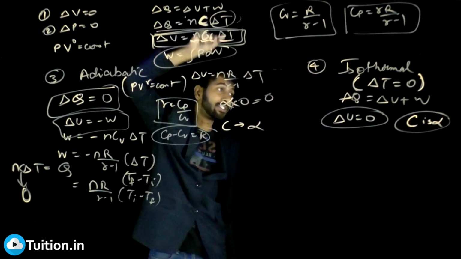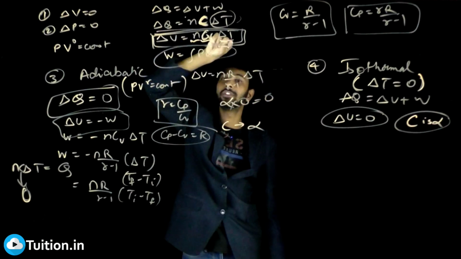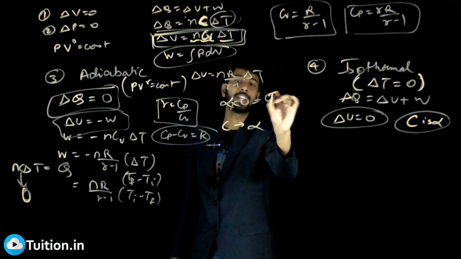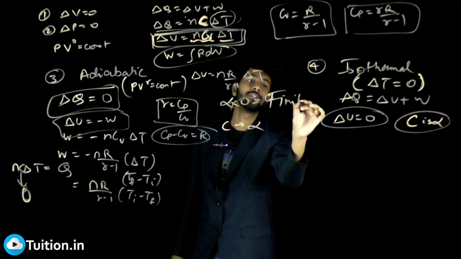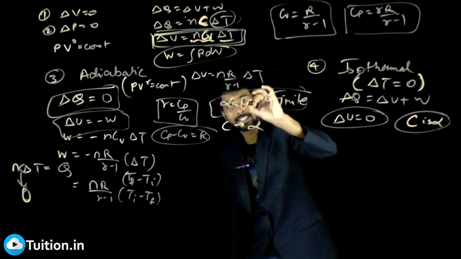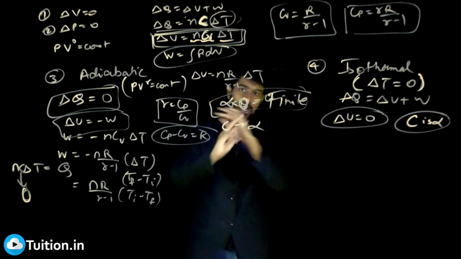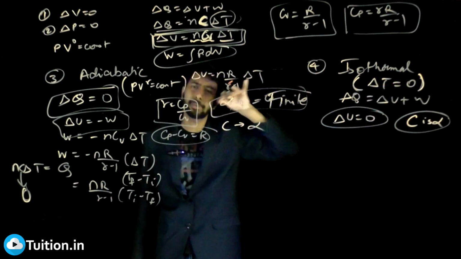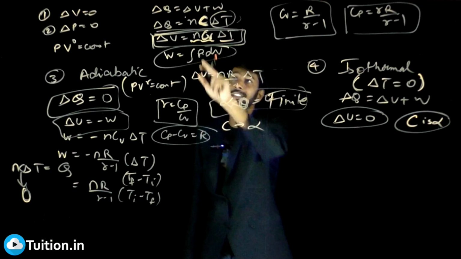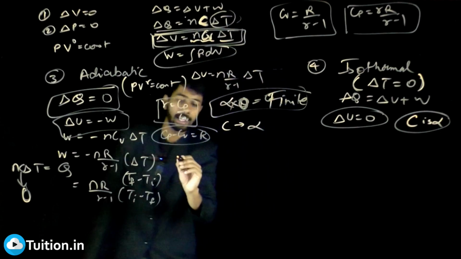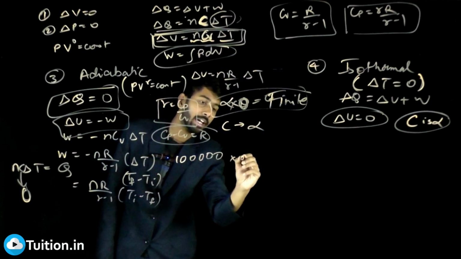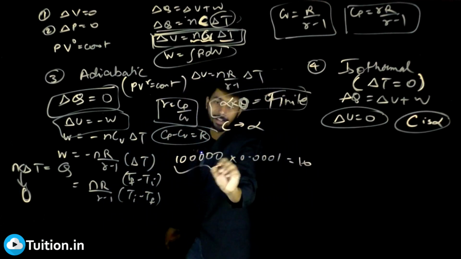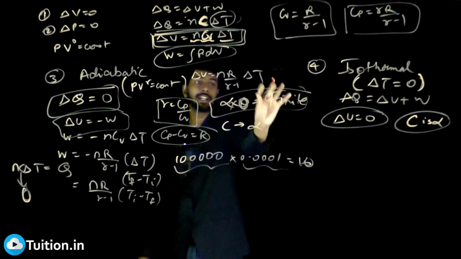If C is some finite value, then I will say delta Q is 0. But C for this isothermal process is infinity, and infinity into 0 can be some finite value. It's not 0, it's some finite value, right? If it is exactly 0, then I can't do anything. But this is an approximation. Isothermal process is an approximation where your delta T is approximately 0 and is very, very small, and C is very, very high. So high, something like 10,000 into 0.0001 is equal to some 10, right? So a very high value into a very small value can be some finite value. That is the concept here, right?